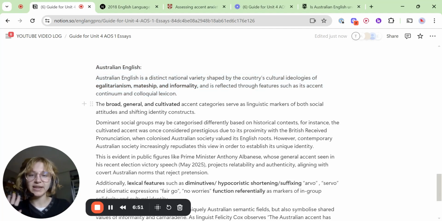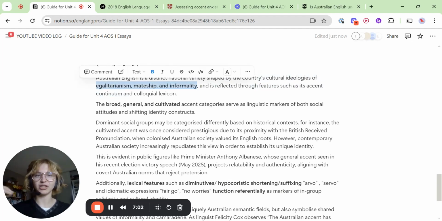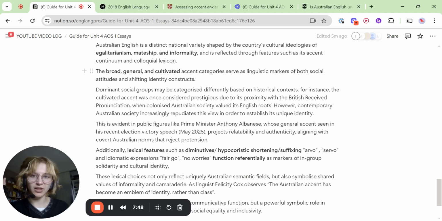So, Australian English is a distinct national variety shaped by the country's cultural ideologies of egalitarianism, mateship, and informality. So these are key ideas, because a lot of what we talk about in terms of Australian identity is going to respond back or link back to these ideas that we've just stated as a cultural ideology. So good to get it out of the way first, that it's clear that Australian identity very much promotes and takes pride in mateship, informality, and egalitarianism. The broad, general, and cultivated accent categories serve as linguistic markers of both social attitudes and shifting identity constructs.